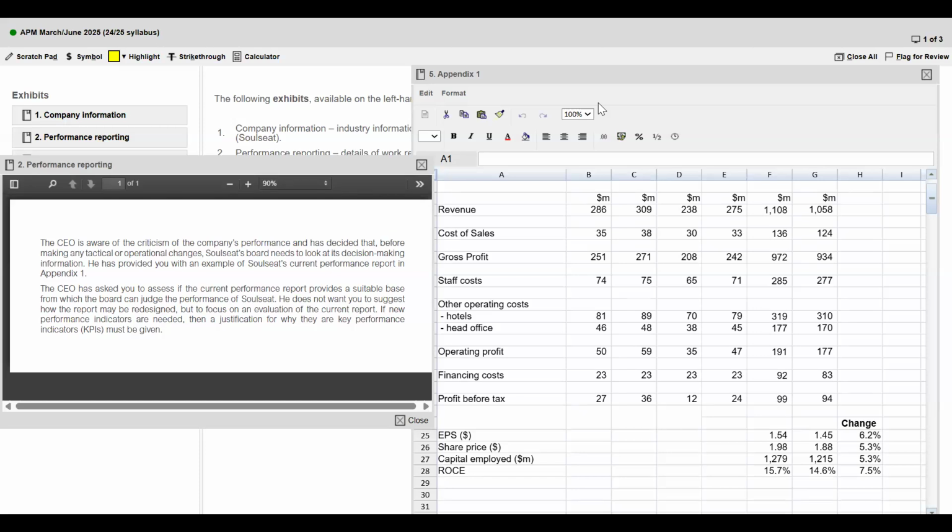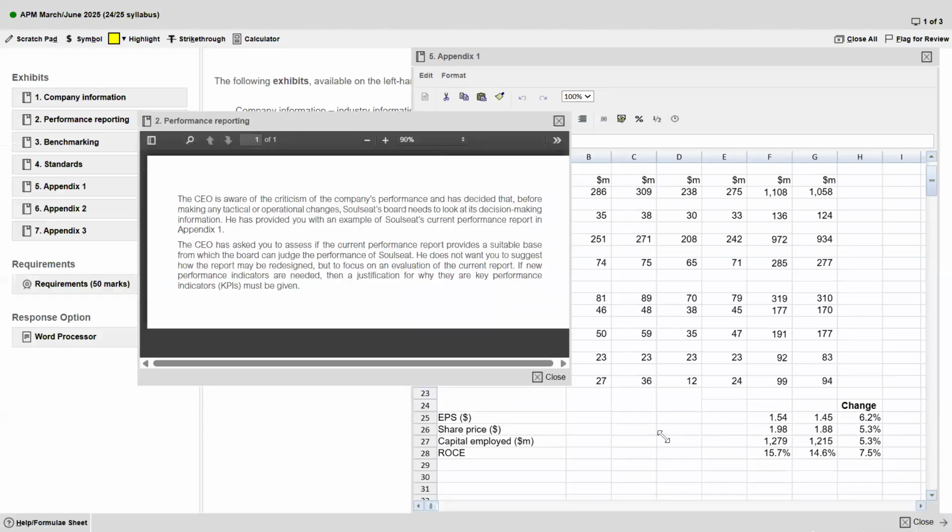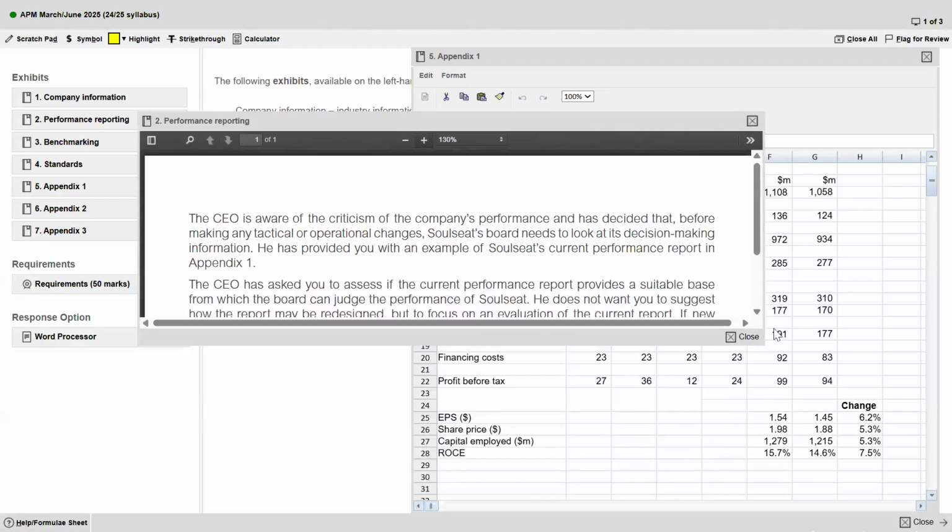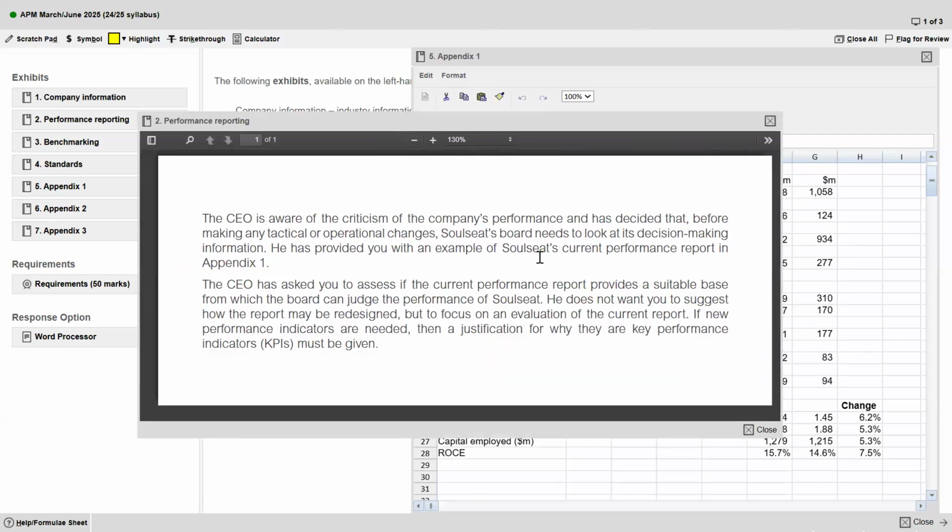Okay, let's see. Now, so yes, now let's see. It says that CEO is aware of the criticism of the company's performance and has decided that before making any tactical or operational changes, Solseed's board needs to look at its decision-making information. He has provided you with an example of Solseed's current performance report. In Appendix 1, he has asked you to assess if the current performance report provides a suitable base from which the board can judge the performance of Solseed.